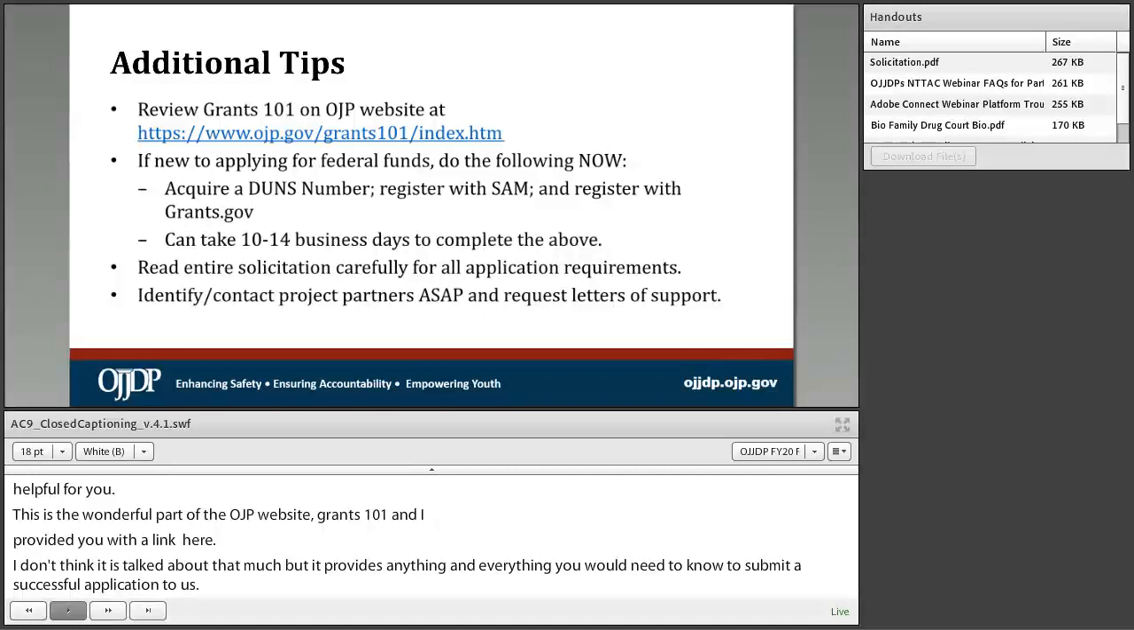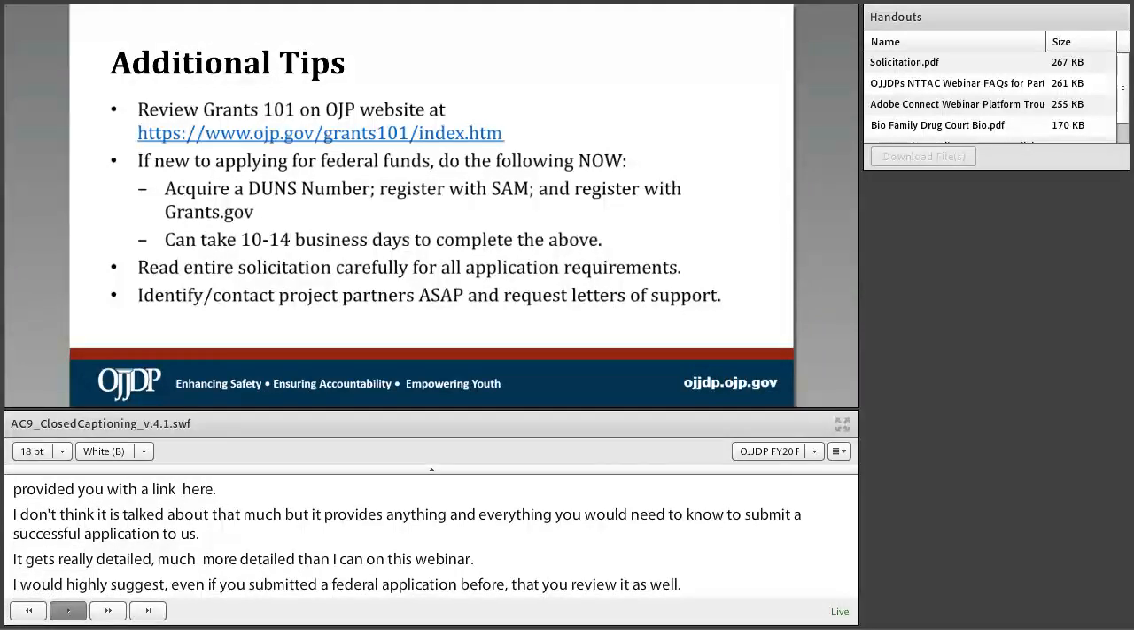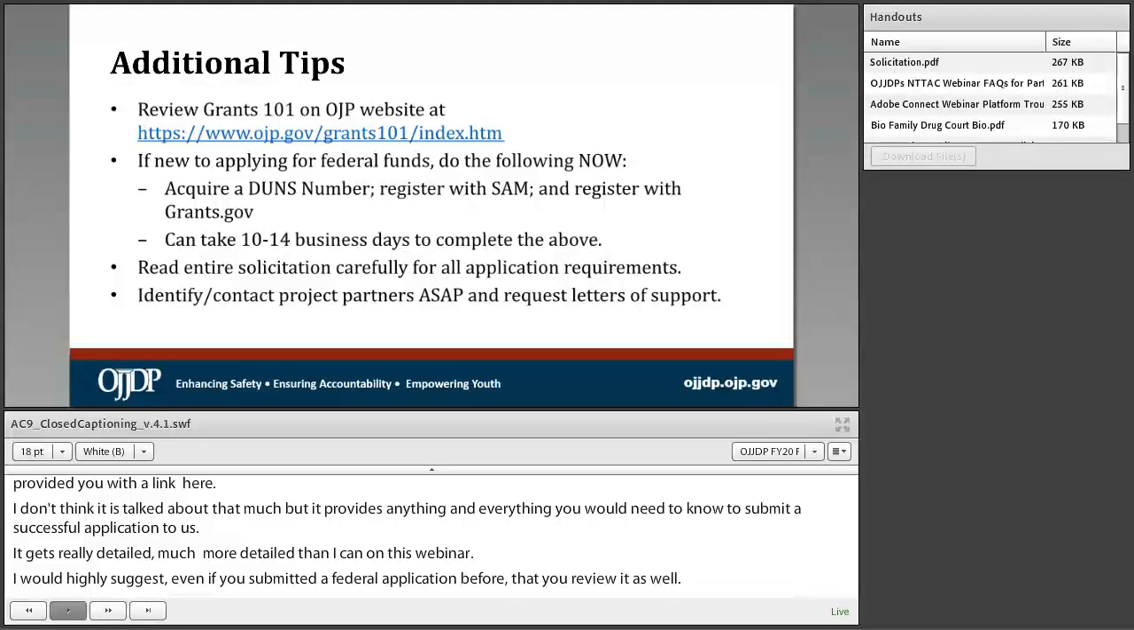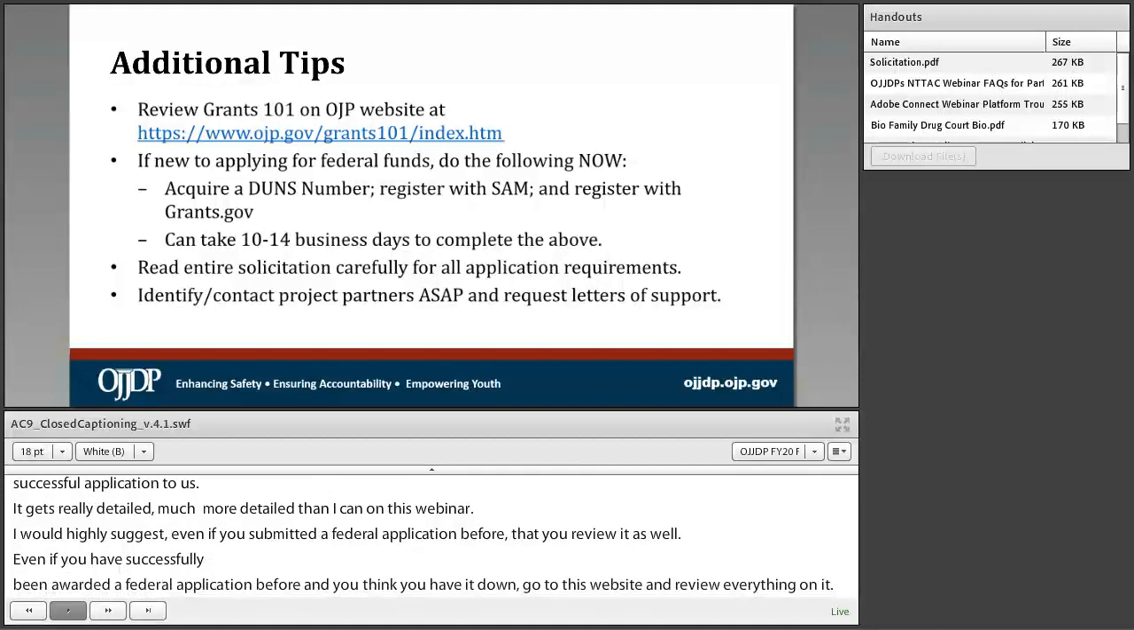Even if you have successfully been awarded a federal application before and you think you have this down, go to this website and review everything on it. It has some great information there that I highly endorse and I think would really help you in crafting and drafting your application to us.